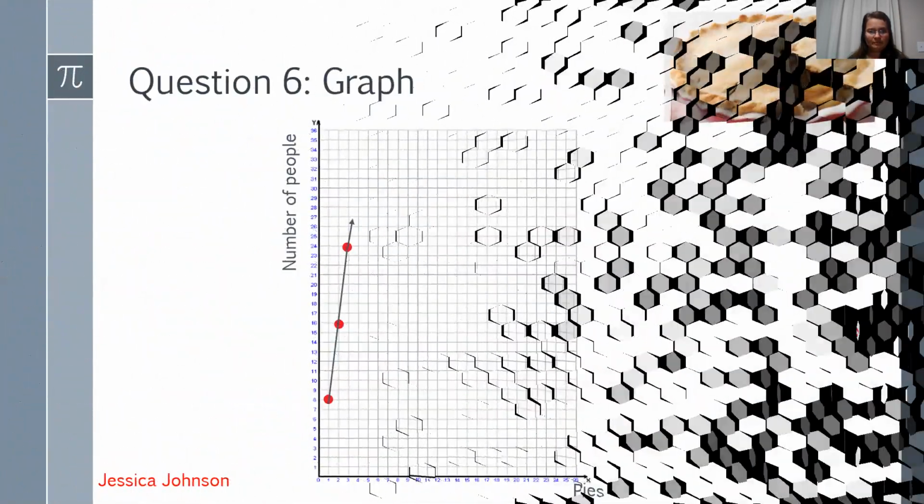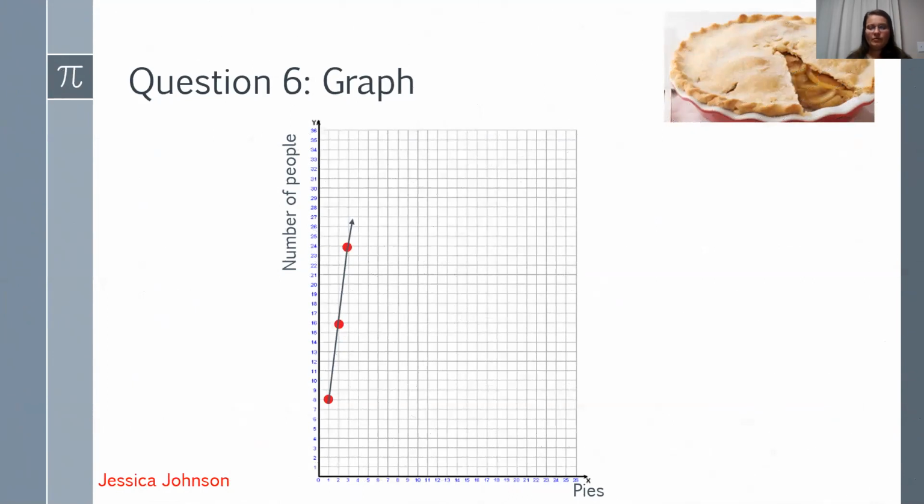Let me show you my graph. This is the graph. For each pie I need to make, the number of people I serve will increase by 8. I will plot a 1 on the x-axis and go up 8 on the y-axis. I will plot a 2 on the x-axis and go up 16 on the y-axis. I will plot a 3 on the x-axis and go up 24 on the y-axis. I connect my plots to represent an increase in the number of pies I need to make to serve my guests.